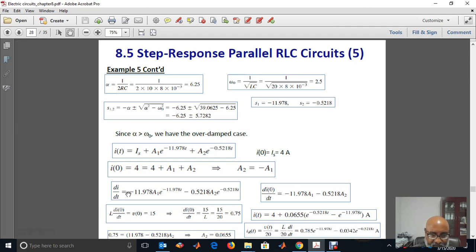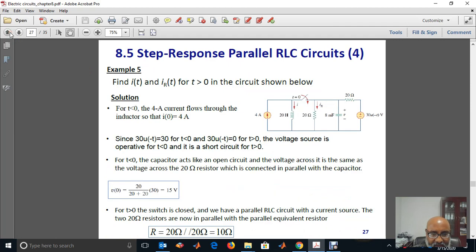And now the second initial condition is L di by dt at 0, which is equal to V at 0. What is V at 0? V at 0, as we found it, the capacitor voltage at 0, is 15 volt.